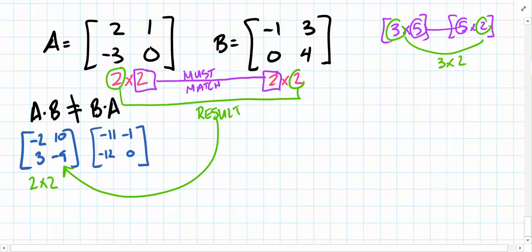I am very curious as to what the calculator is doing to get that answer. So I'm going to show you how to do it. It's the same box here, okay? So here's the deal. I'm going to show you how they got the answer of negative 2, 10, 3, and negative 9. So we're going to do A times B.